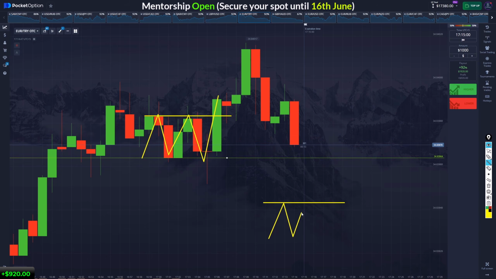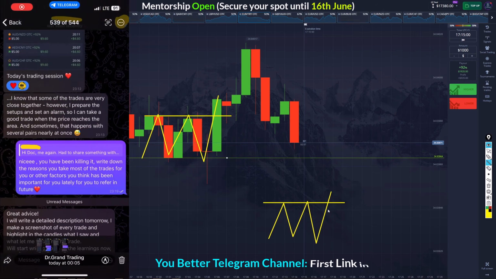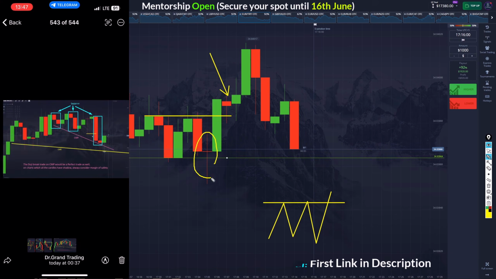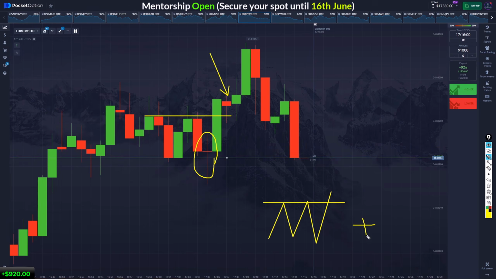What do we have here? We have a filter of a breakout trade. This is called a breakout trade. This candle breaking that, we take the trade. But look what we have here. We have a doji here too. So plus a doji break, this is a good setup to take.